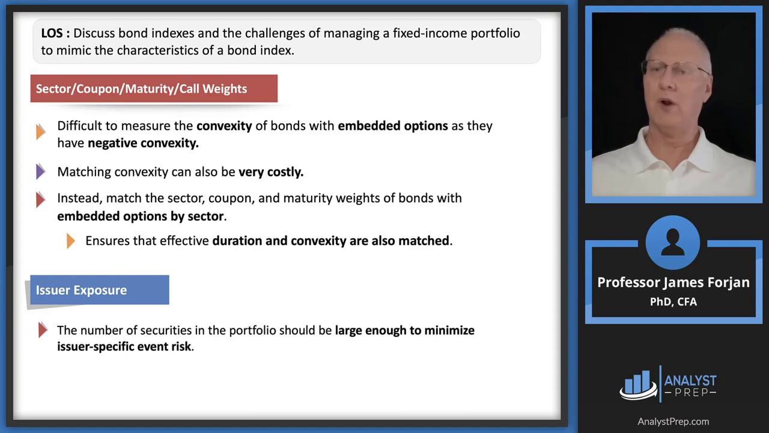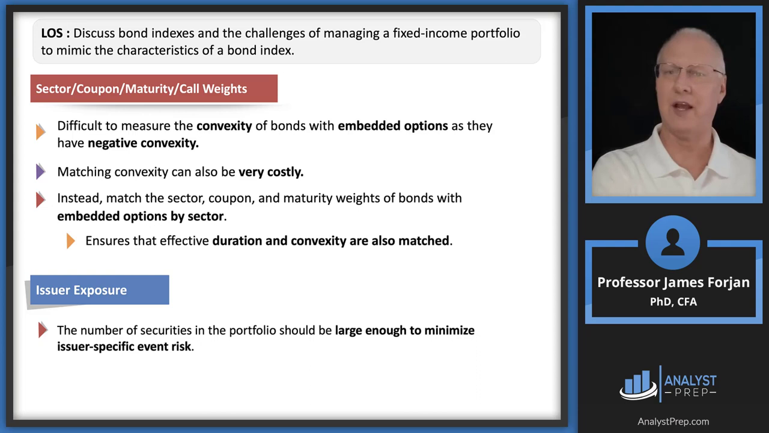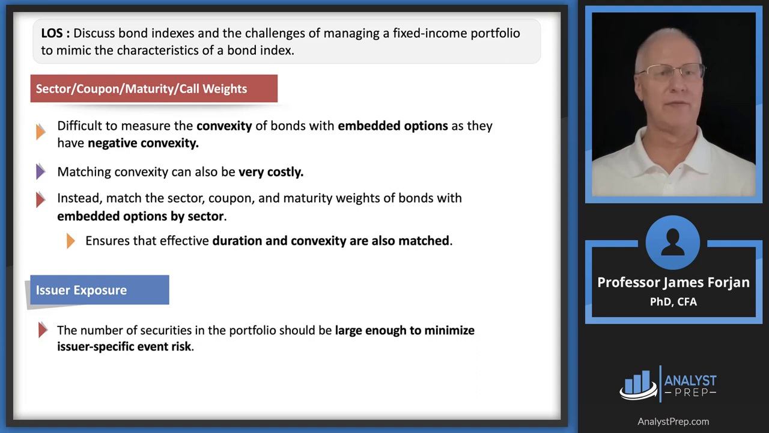Because the convexity of a callable bond is one thing out here when yields are high, and it's another thing when yields are low, because of course nobody refinances at high rates, they all refinance at low rates. And so look at that second arrow point.